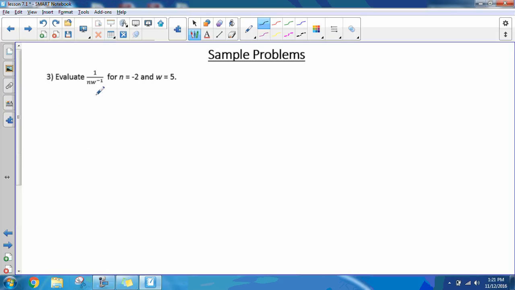Here we have 1 over n times w to the -1 power. Be careful here. The -1 power only applies to the w and not to the n. So I'm going to simplify first. I'm going to use method 1. So I really get w to the 1st power, which is just w, over n. And then I will substitute my values, which is 5 over -2. And that'll just equal -2.5.